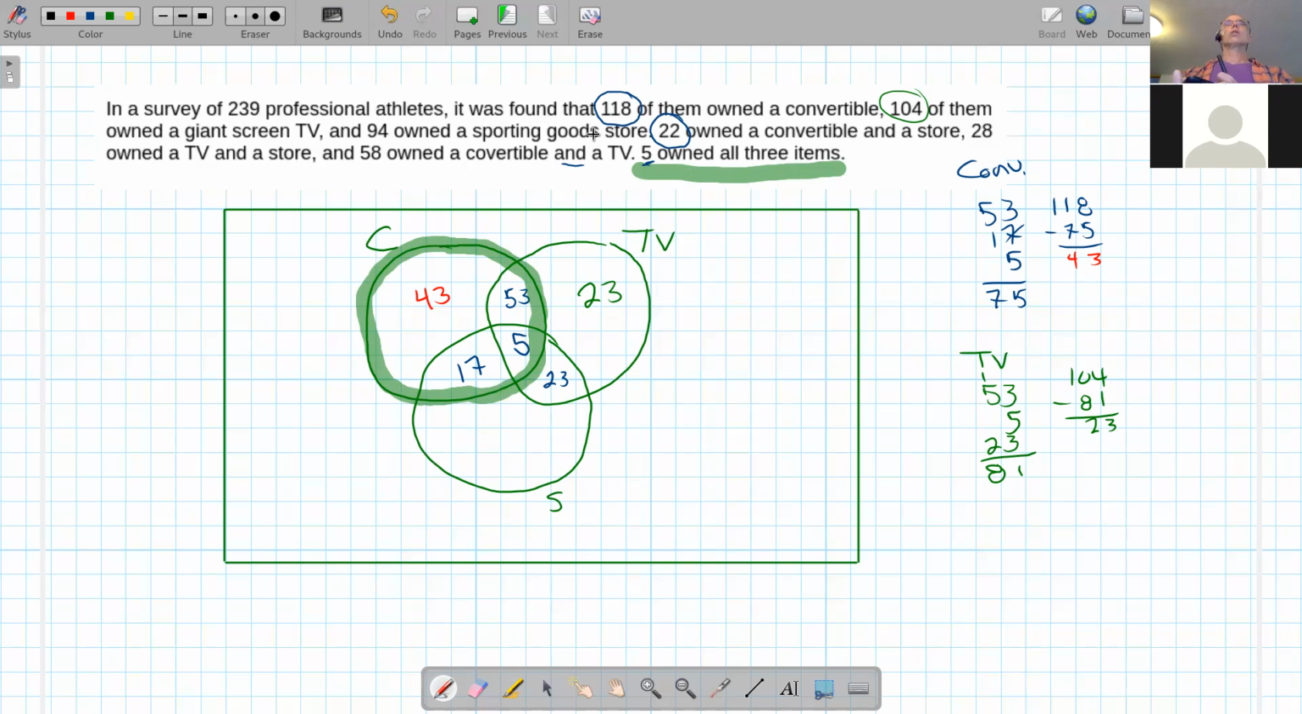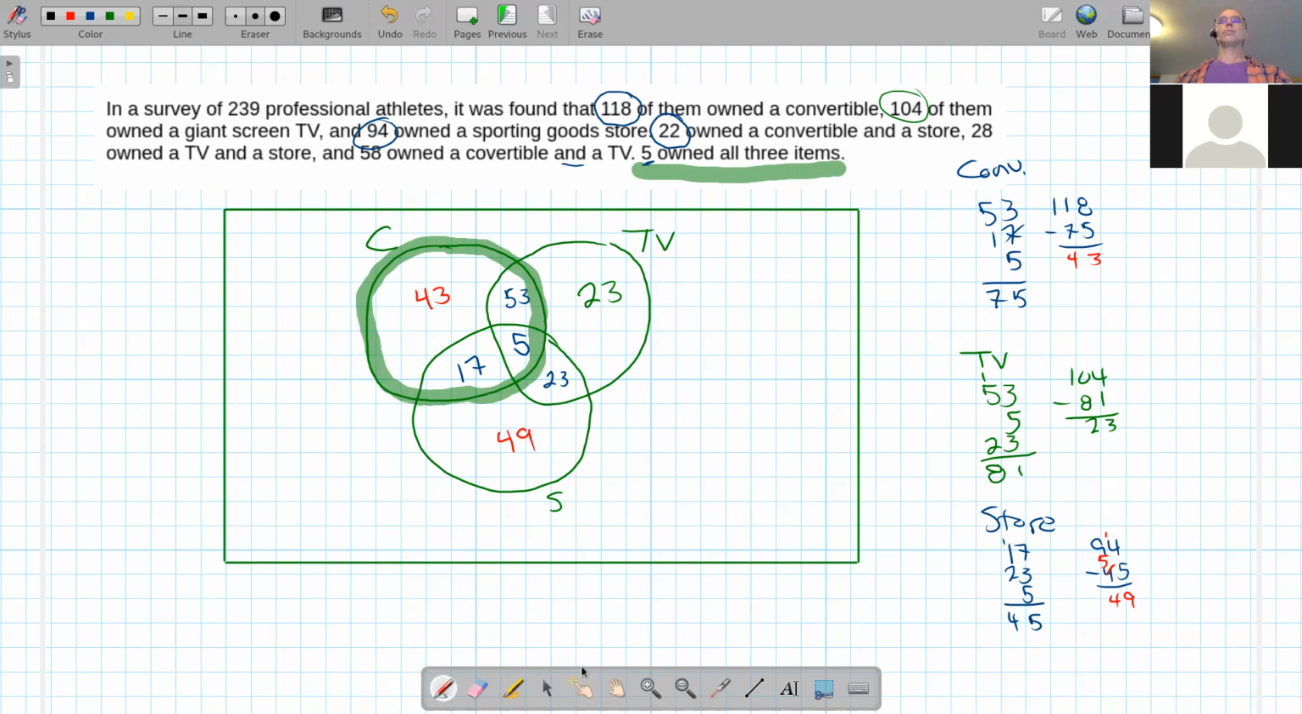All right, store, that should be 94. And I've accounted for 17, 23, and 5. So that gives me 45 out of 94. Subtracting, we'll have to make that 14 minus 5 is 9, and 9 minus 5 is 4. So that'd be 49 over there.